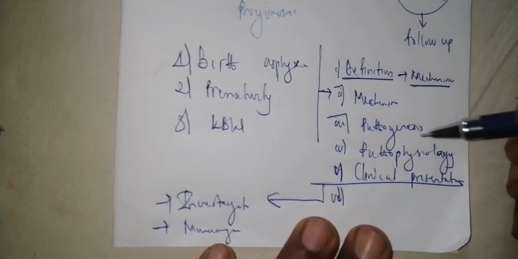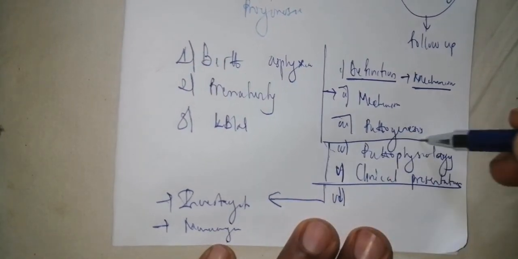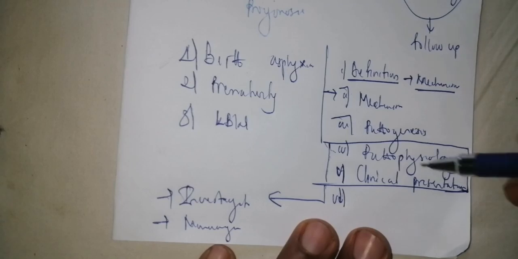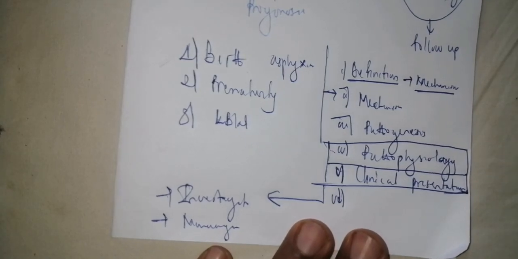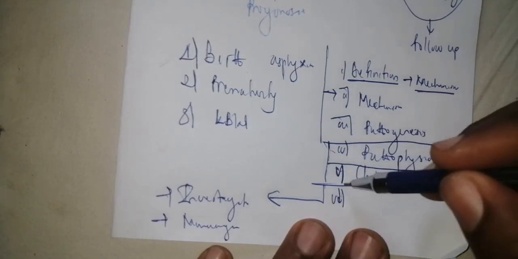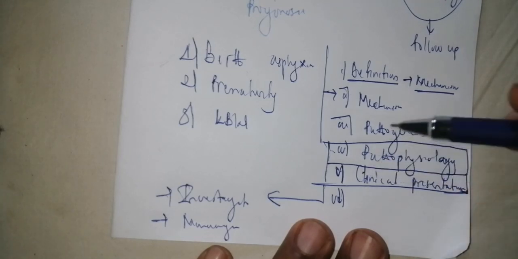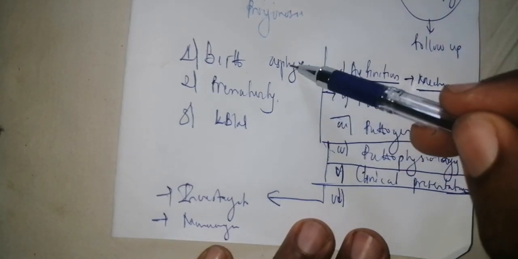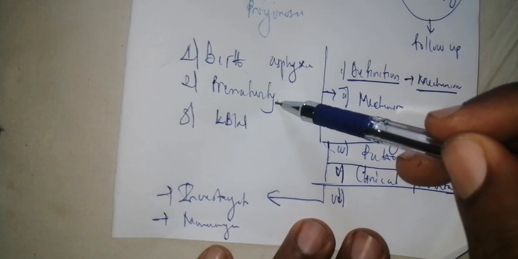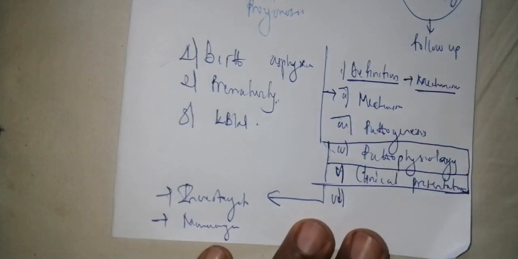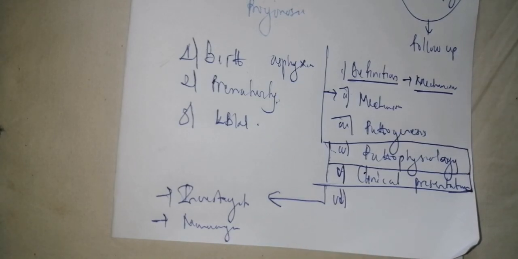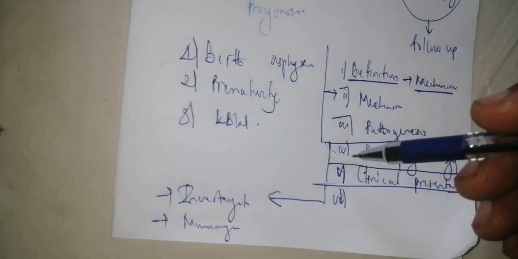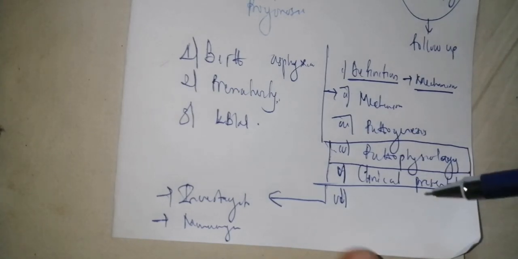But we need to know that the pathophysiology of all of them is alike. So the clinical presentation that we're going to speak about is the clinical presentation of each of them: birth asphyxia, prematurity, and low birth weight. And the pathophysiology is going to be similar for all of them.